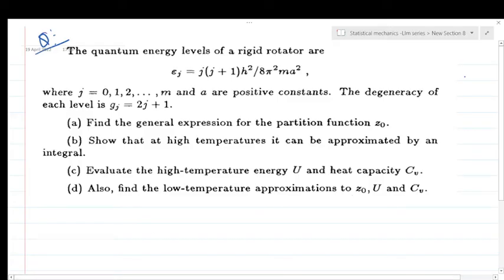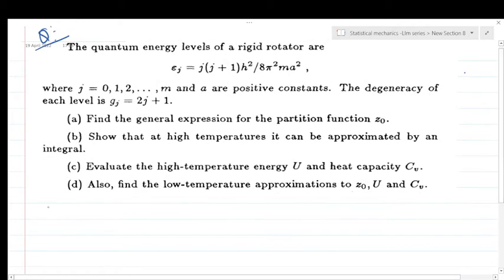Hello everyone. Today we are going to solve one more question from statistical mechanics, and let us read the question and solve this one by one. The question is this is the quantum energy level of a rigid rotator, that is the rotational energy.